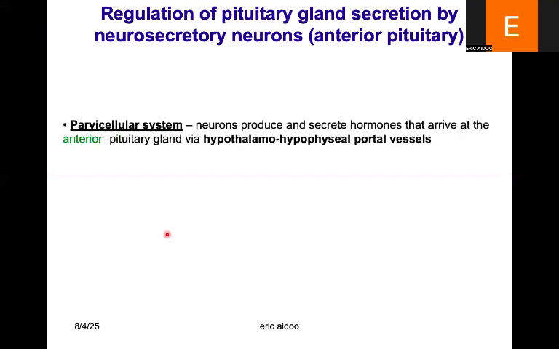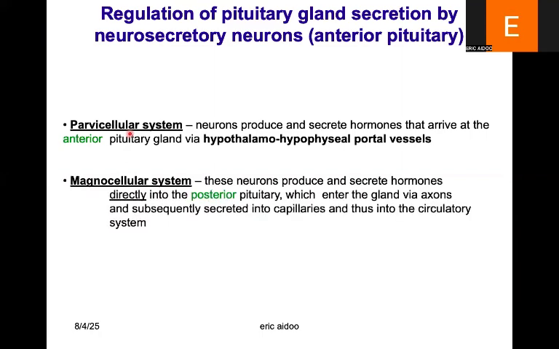So there are two main pathways by which the pituitary regulates glands. It's either the parvicellular system or the magnocellular system. In the parvicellular system, the neurons produce and secrete hormones that arrive at the anterior pituitary. So its destination is the anterior pituitary, while in the magnocellular system, the destination is the posterior pituitary.